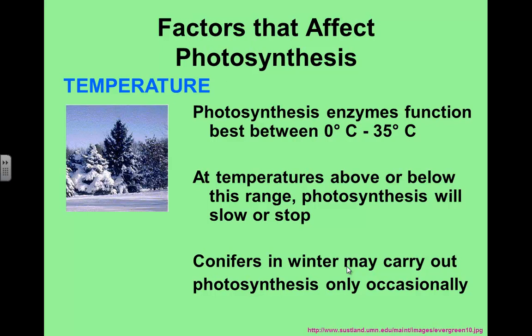Photosynthesis enzymes function best between 0 and 35 degrees Celsius, and for us we find our corn and soybeans really like temperatures above freezing, clear to, well, way above freezing, but the optimum temperature is 86 degrees Fahrenheit. Above 86, we find that our plants also begin to shut down.